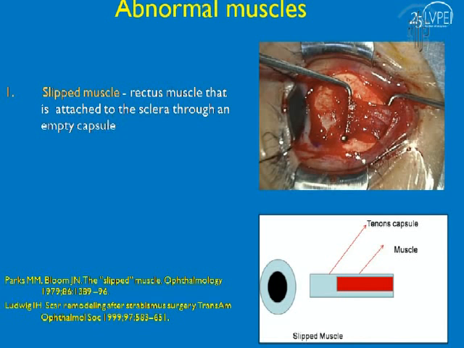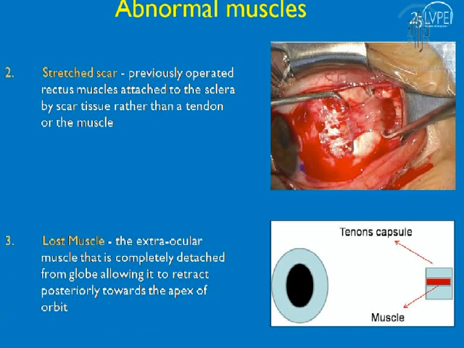So what could be such problems? There could be three such problems. There could be a slippage of the muscle, that is, the muscle is no longer attached by its normal insertion but by the Tenon's capsule which is covering it to the sclera. There could be a stretch scar, or there could be a complete disinsertion of the muscle and there is no connection between the eyeball and the muscle. That is a lost muscle.